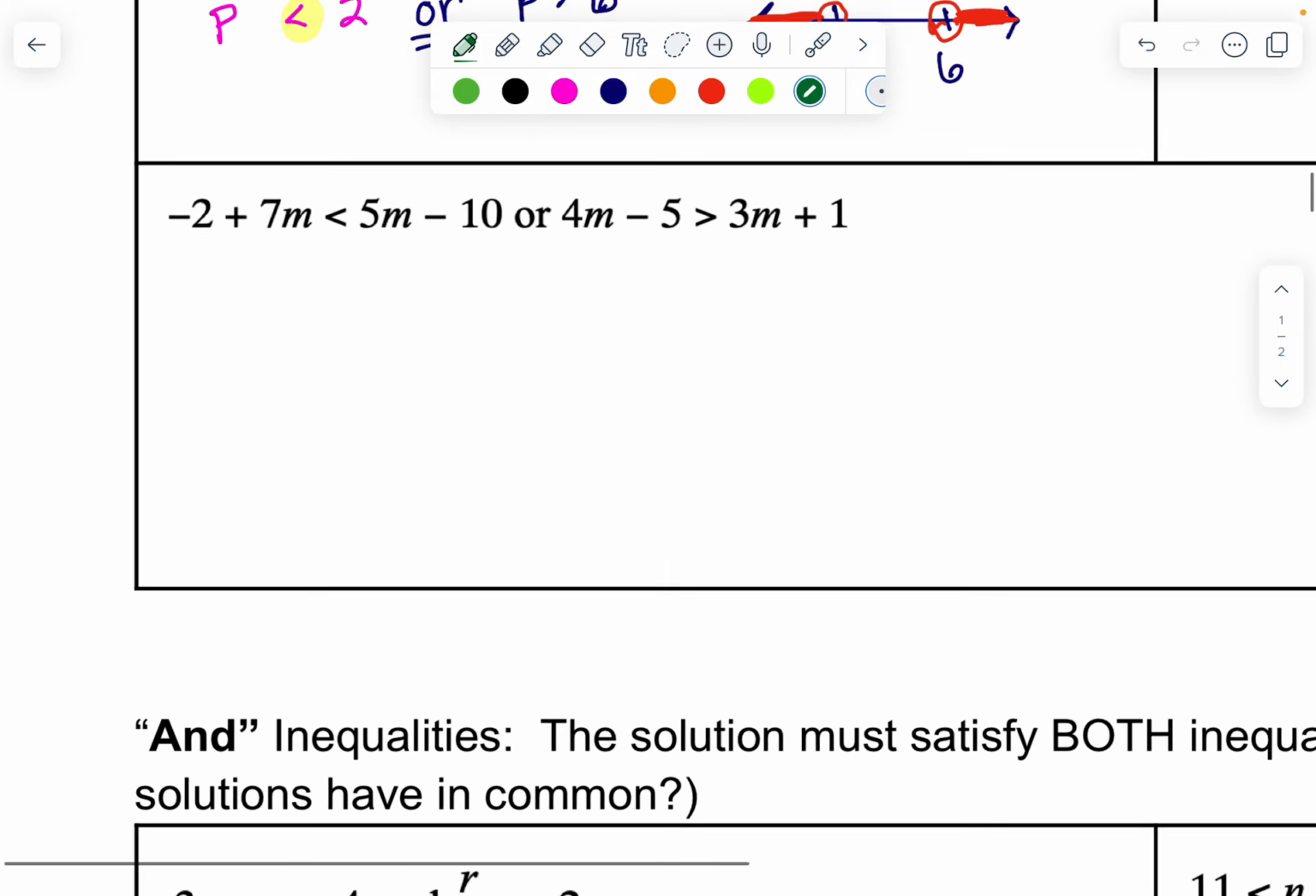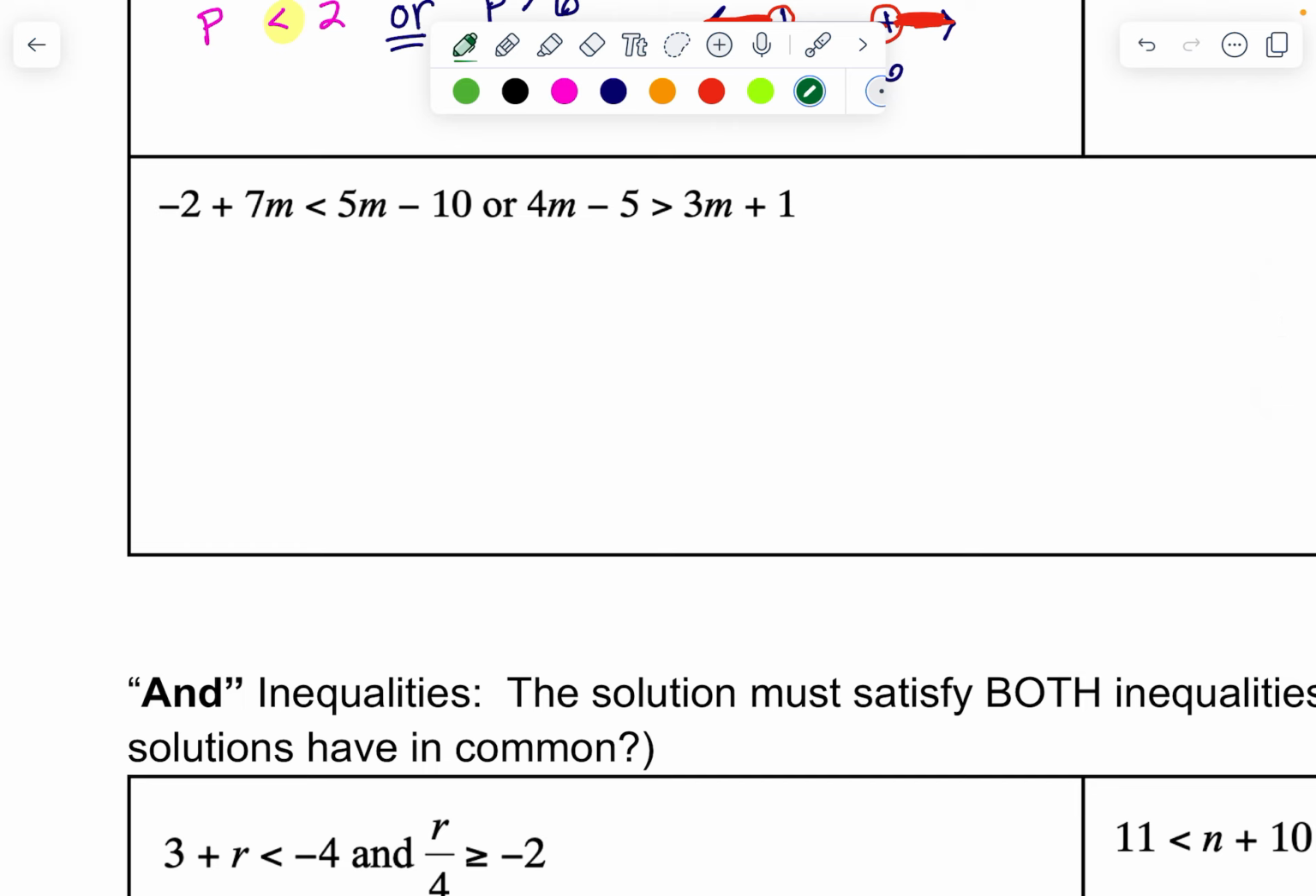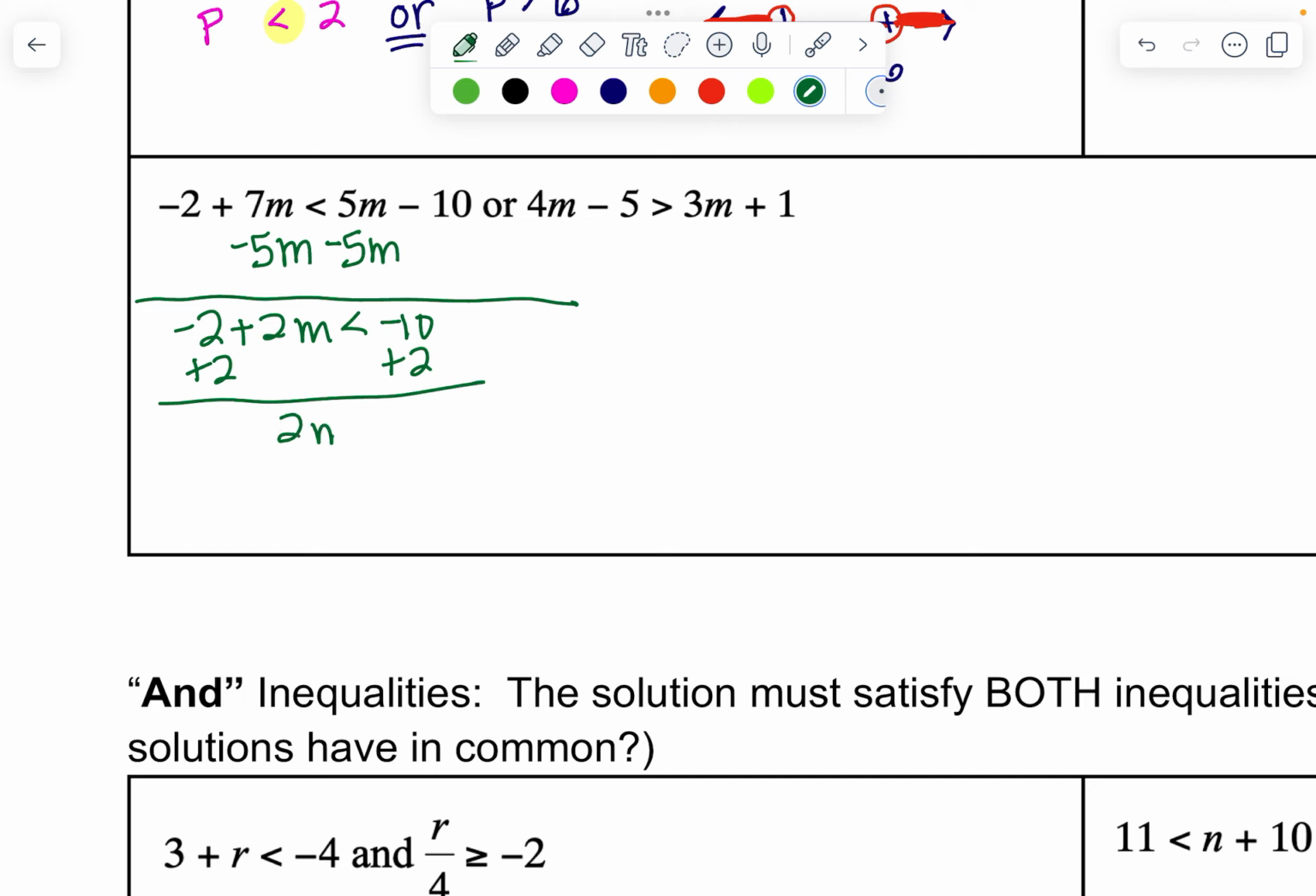Let's look at one more "or." I'm going to start by getting all of my variables on the same side. So I have negative 2 plus 2m less than negative 10. Adding 2 to both sides, I get 2m less than negative 8. And then dividing by 2, we have m less than negative 4.